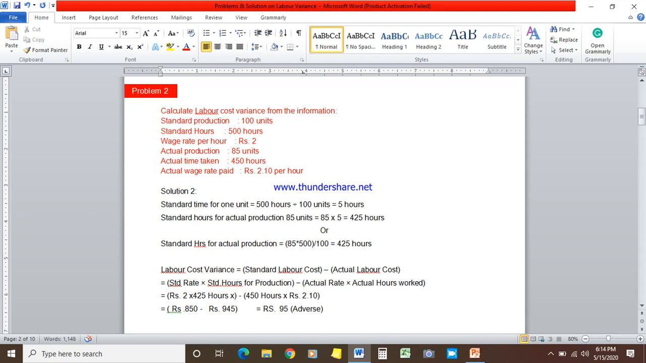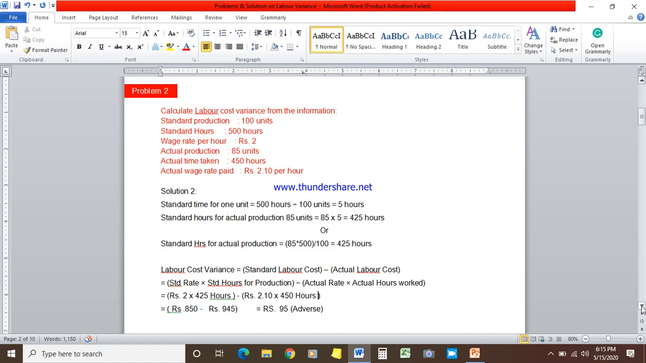Standard rate is 2 rupees and the standard hours is 425 hours, minus the actual rate, which is given as 2 rupees 10 paisa, multiplied by the actual hours, 450 hours. Now when you multiply, 425 into 2, you get 850, minus 450 into 2.10, you get 945. Since the actual labor cost is more than the standard, we say there is an adverse labor cost variance.